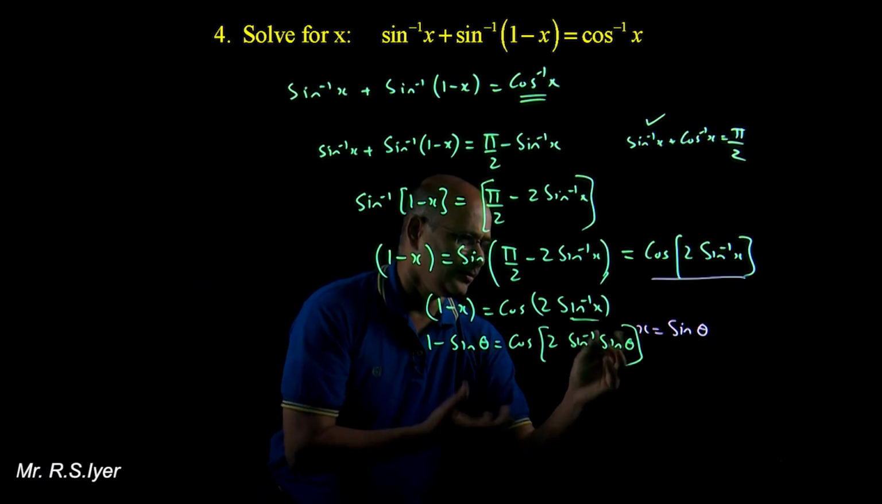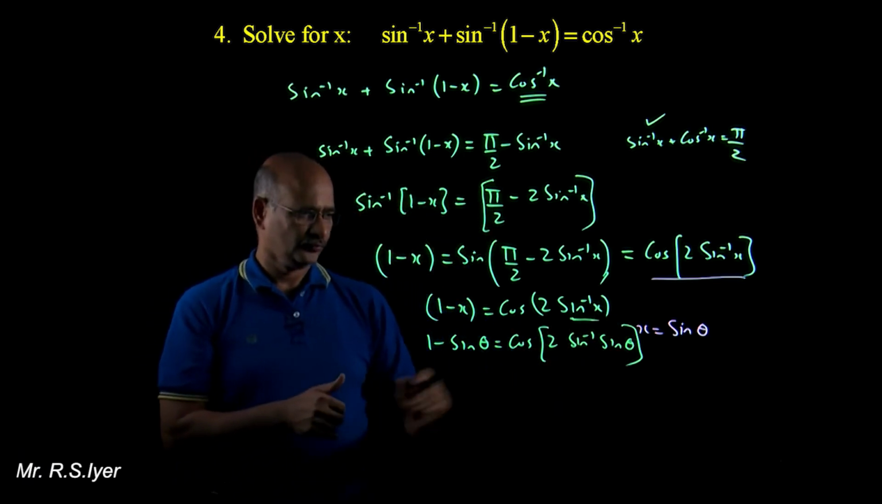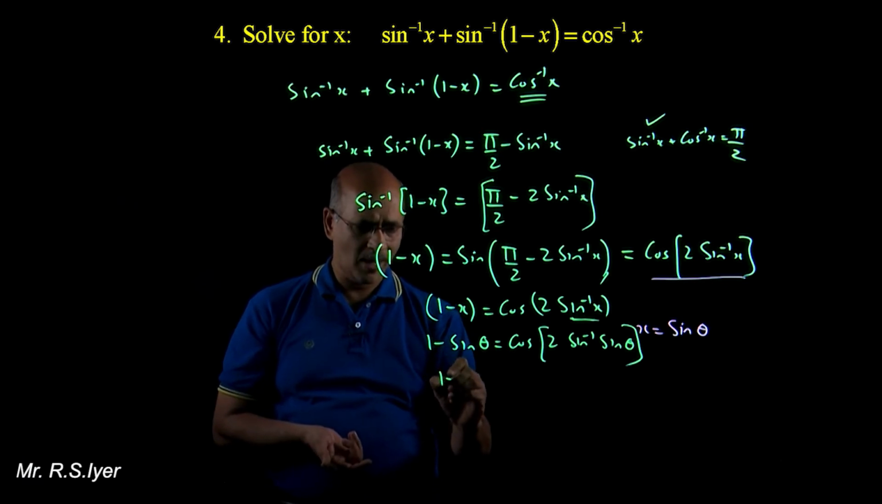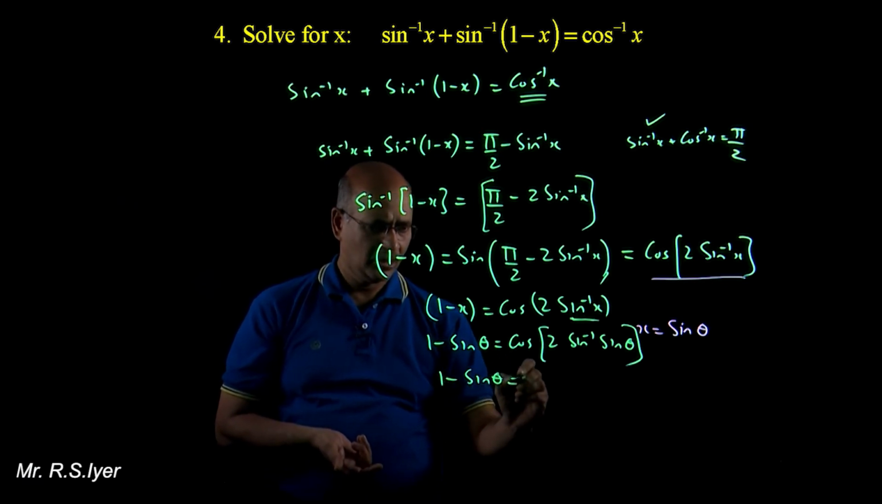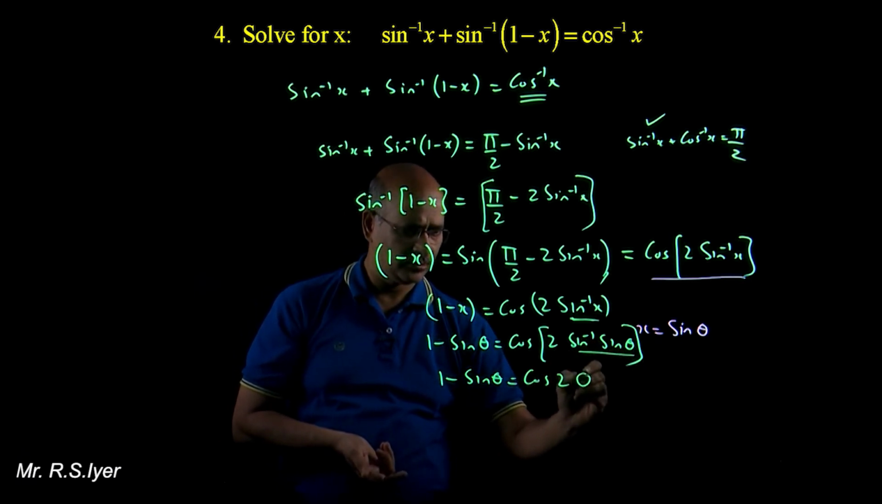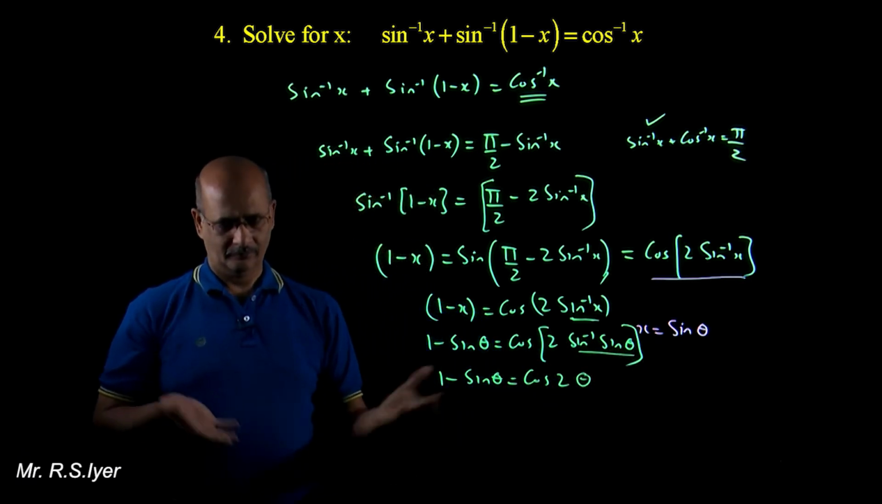Just to make it compatible. Now sine inverse of sine theta is theta. So just understand what has happened. 1 minus sine theta will be cos 2 theta. Now sine inverse of sine theta is, your game is over.